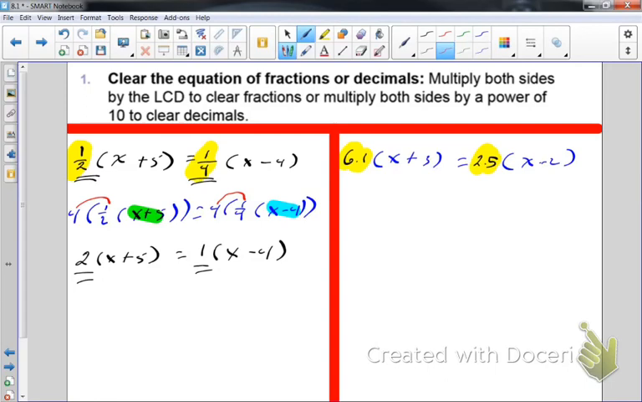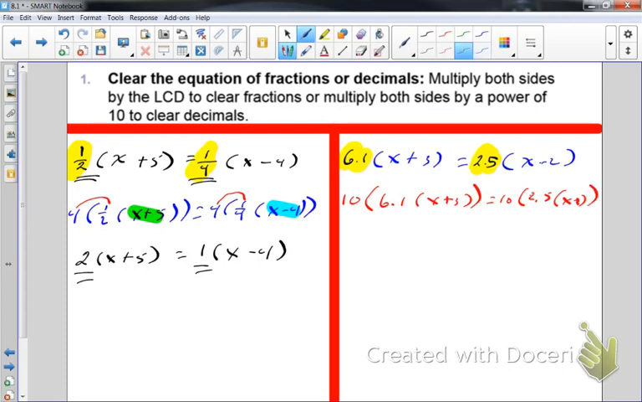When you have decimals here, so you have 6.1 and then 2.5, you want to move that decimal over so that you can play with whole numbers. The way you do that is you multiply everything by 10. I mean you multiply the 6.1 by 10, and the x plus 3 will just come along for the ride. And then 10 times 2.5, and x minus 2 will just come along for the ride.